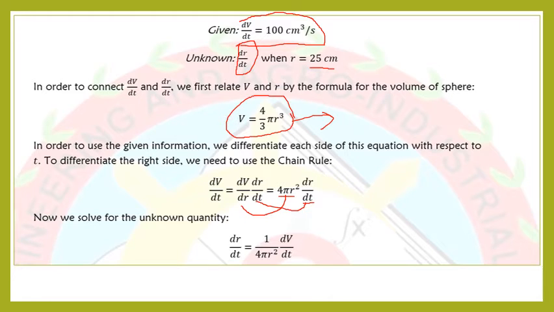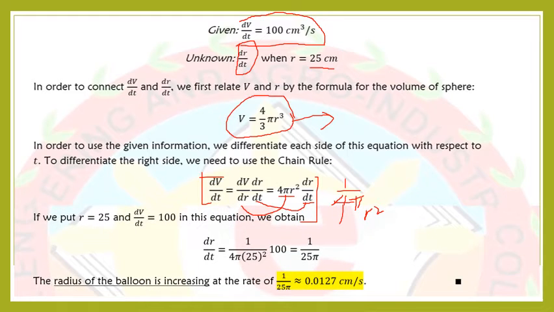Okay. Now, we solve for the unknown quantity, solving for dr over dt kasi iyon man yung kailangan natin. So, divide both sides by 4 pi r squared. Okay, maka-cancel out yung 4 pi r squared dito sa right side natin, and then sa left side, magiging 1 over 4 pi r squared dV over dt.